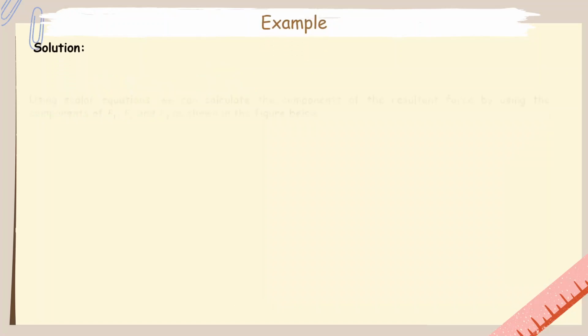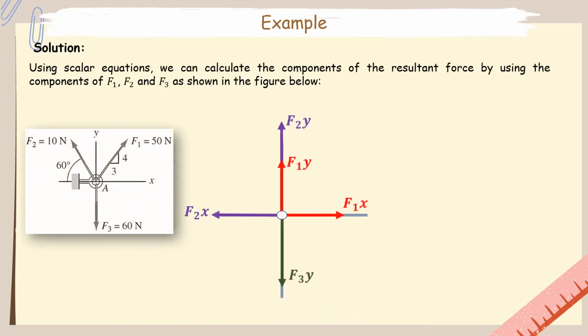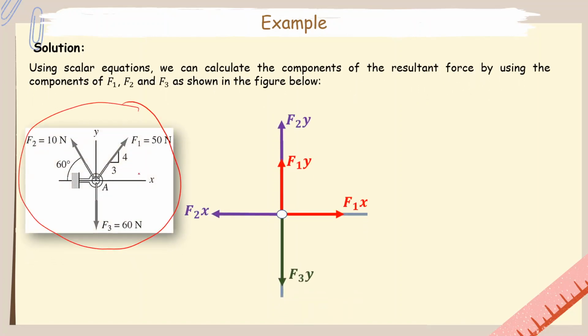Okay, so let's have the solution. 'Di ba ito man yung original na problem or figure? So, ang gawin natin, we get the components. So, let's start sa F1. So, ang F1, dito padulong, 'di ba? So, ano ang components ng F1? May components sa y-axis, may components sa x-axis. So, yun. How about F2?